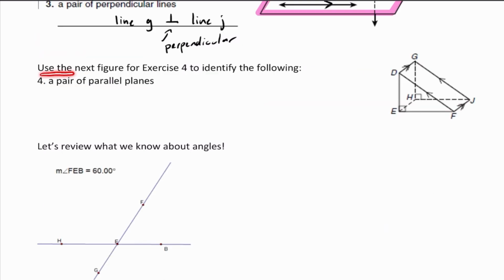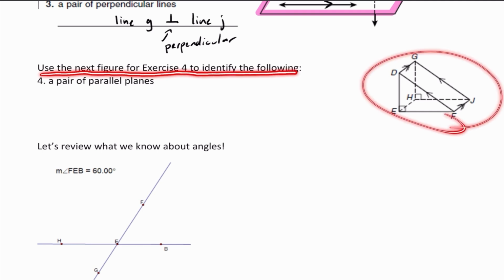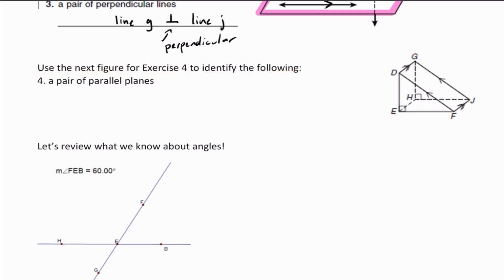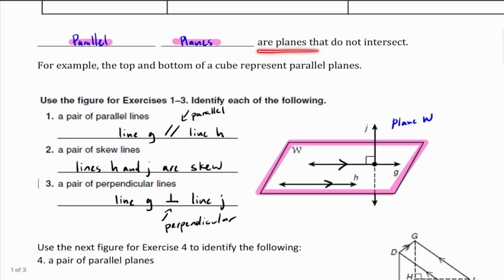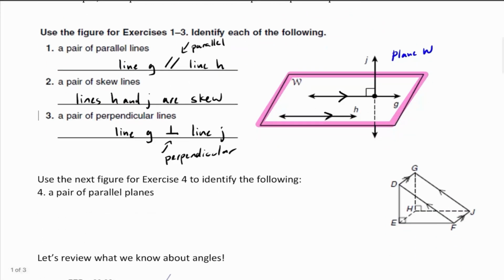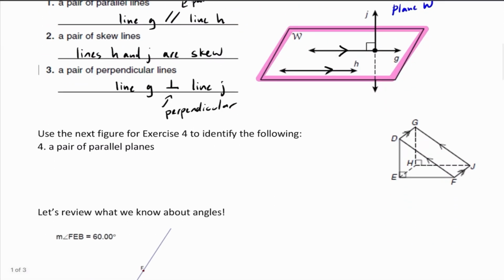Okay, moving on. Use the next figure for exercise 4 to identify the following. We're going to identify a pair of parallel planes. Now remember, parallel planes are planes that do not intersect. To name a plane, you need to have 3 points.